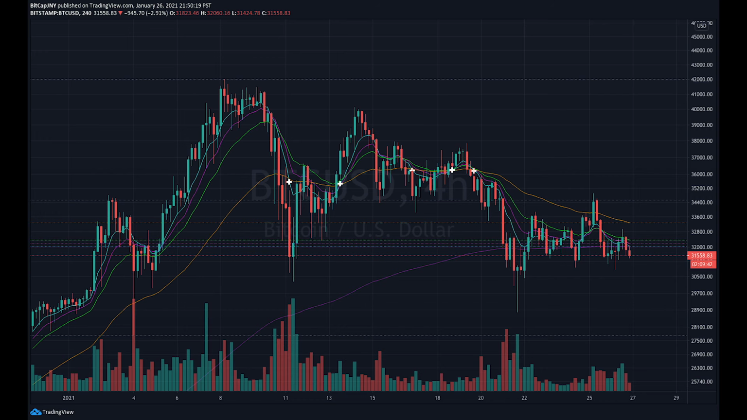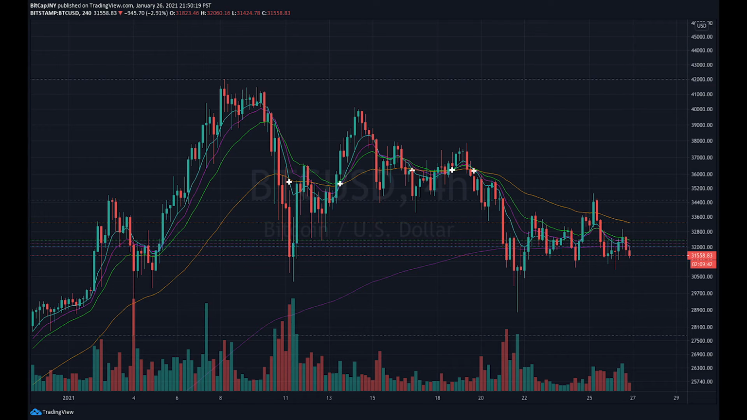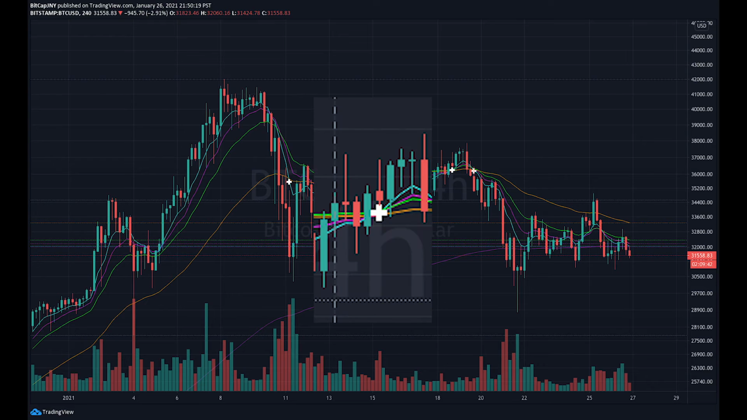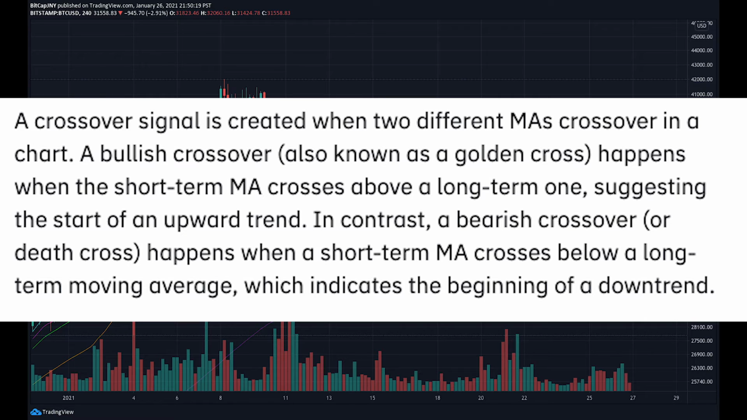Crossover signals. Naturally, a rising moving average suggests an uptrend and a falling MA indicates a downtrend. However, a moving average alone is not a really reliable, strong indicator. Therefore, MAs are constantly used in combination to spot bullish and bearish crossover signals. A crossover signal is created when two different MAs cross over in a chart. The bullish crossover, also known as the golden cross, happens when the short-term MA crosses above a long-term one, suggesting the start of an upwards trend. In contrast, a bearish crossover, or a death cross, happens when a short-term MA crosses below a long-term MA, which indicates the beginning of a downtrend.